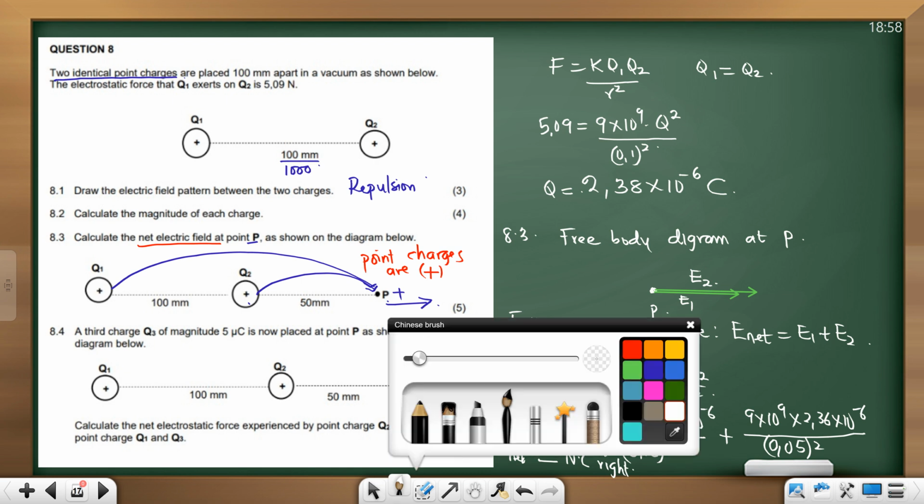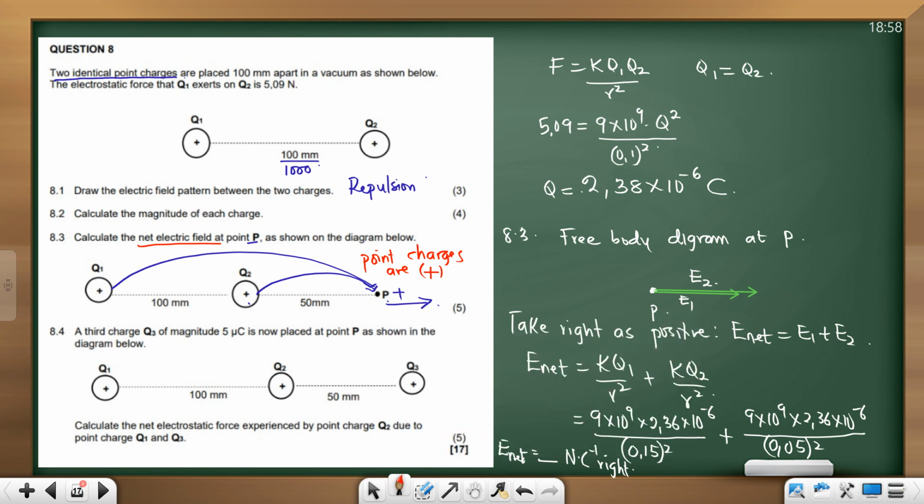Should you forget the formula, the unit in the exam, go back to your formula page. Your formula page also has it as E equals F over Q. So it's Newton over coulomb, which is Newton per coulomb. It's a vector quantity, guys. So you are just doing it the way you were doing Newton's laws.